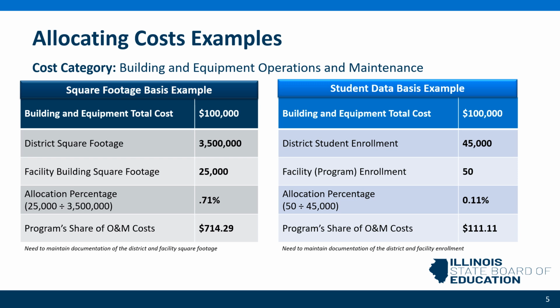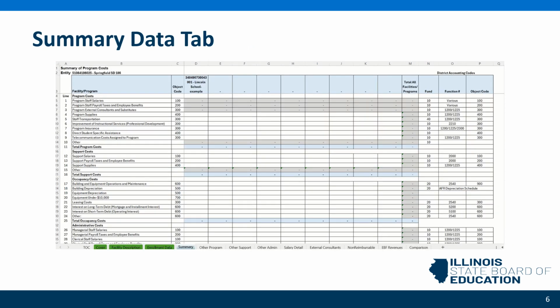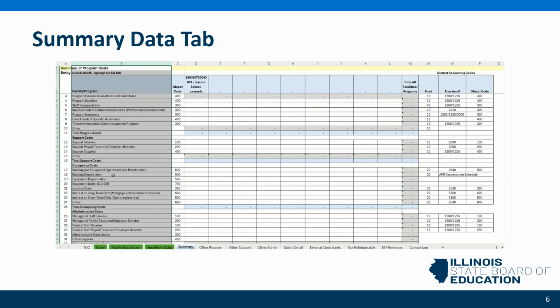Selecting the right method depends on the nature of the cost and the data available to support the allocation. Once the cost allocation method is determined, the next step is to enter the data into the Summary tab of the reporting template. In the Summary of Program Costs section, you'll find predefined cost categories. You will want to locate the respective cost category you are searching for. For this example, building and equipment operations and maintenance, follow these steps.